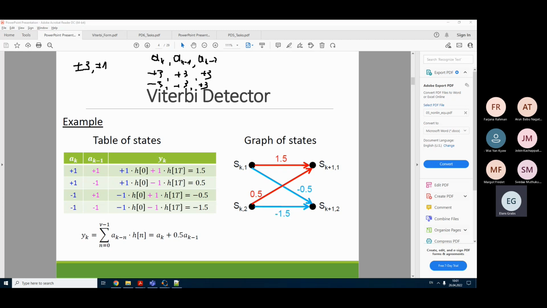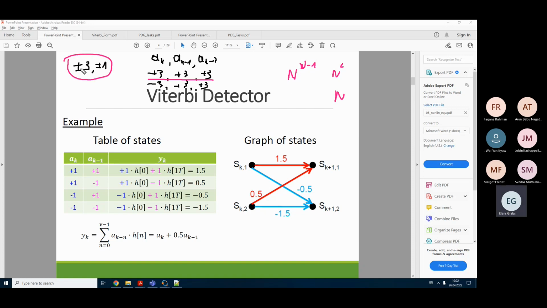So in that case, we are going to end up with 16 possible states. The number of states is, as it was mentioned in the previous slide, in general, n to the power of mu minus 1, where mu is the length of the impulse response. So in this particular case, it's 3 minus 1, so it's n squared. And n is the number of these symbols.